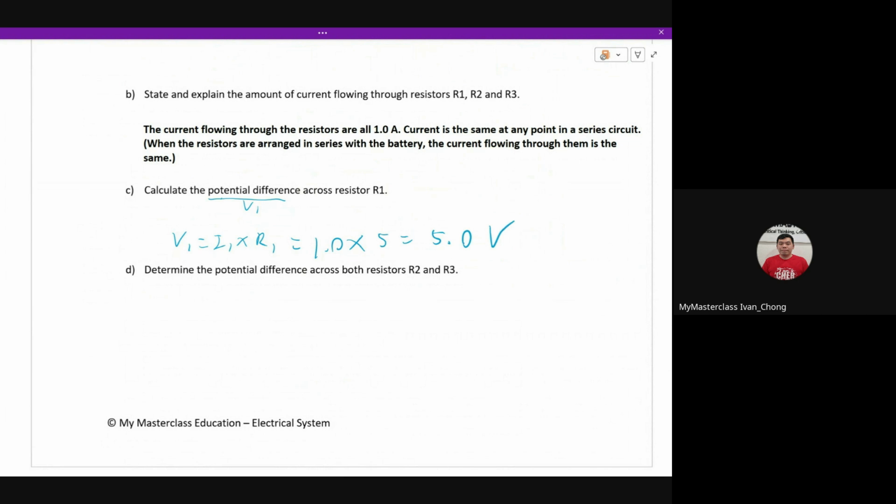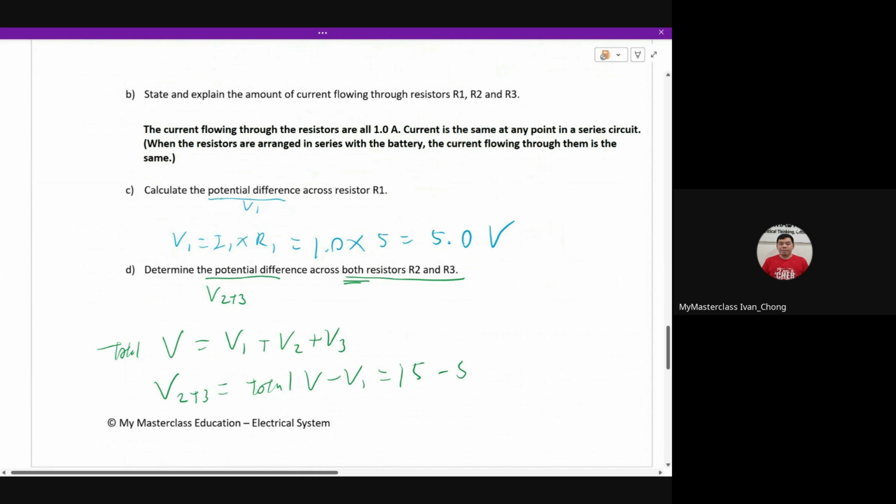Next, they're asking you for V for both, so they're asking you for V2 plus V3. Do we have the current for V2 plus V3? Very troublesome to find, right? So what we can do is say that V1, V2, V3 add up to total V, because this is series. So if you want to find V2 plus V3, we're just going to take total V minus V1, which is 15 volts minus 5.0. So you end up with 10 volts. That's all.